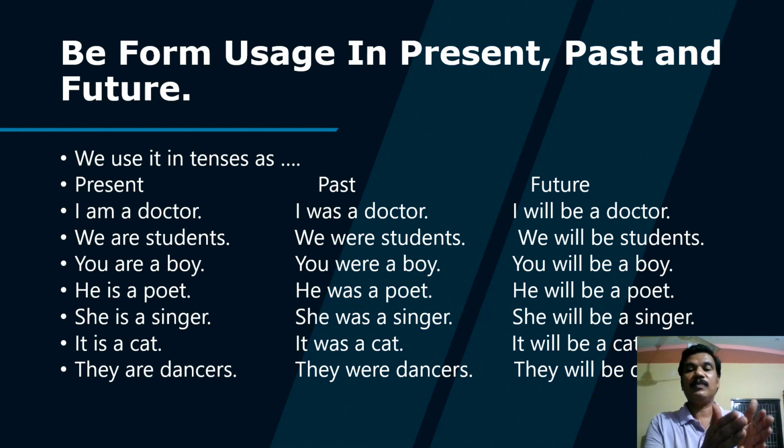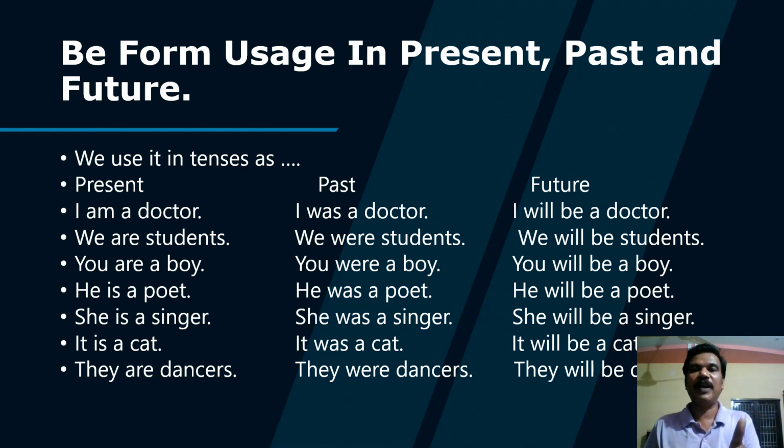Same. Let's go first, present tense. I am a doctor. We are students. You are a boy. He is a poet. She is a singer. It is a cat. They are dancers. In past tense, see, these words change into was, were.